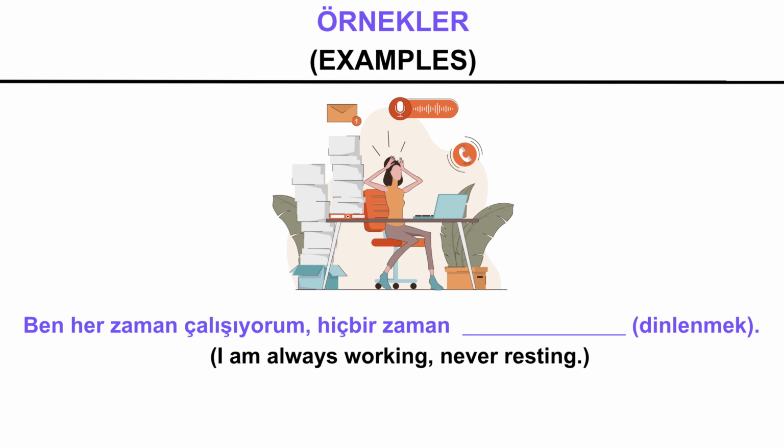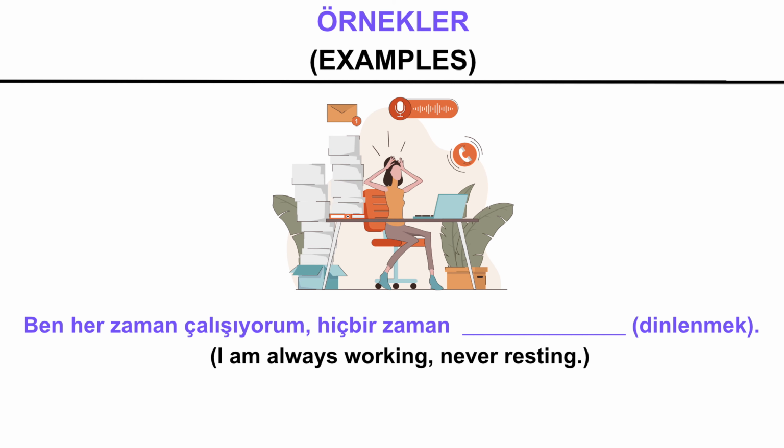Now let's do an example. Ben her zaman çalışıyorum. Hiçbir zaman dinlenmek. Dinlenmek is to rest. When we look at the English translation, I'm always working, never resting, right? Okay, so her zaman, this is a reminder. Her zaman is always. Hiçbir zaman is never. You can say asla, but here hiçbir zaman is more relevant. Hiçbir zaman, never, dinlenmek. Dinlenmek is to rest.